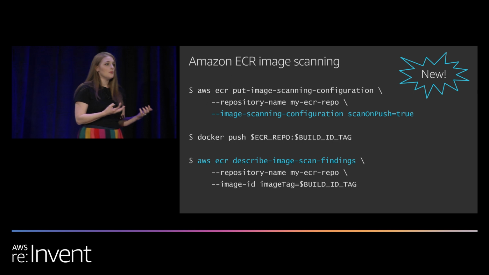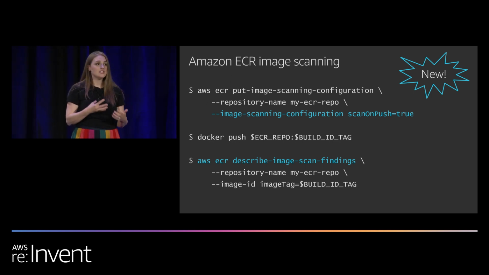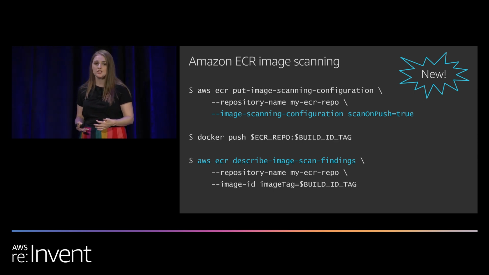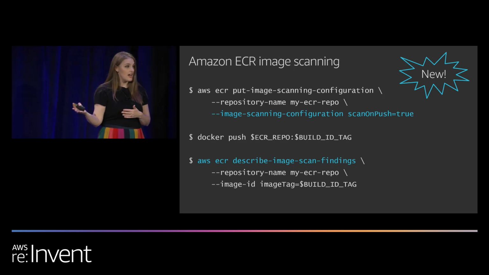So you can, for example, in your build script say, I want to check that there's no high severity vulnerabilities, CVEs found against my image by ECR, and fail the build at that point, preventing that image from getting deployed down the pipeline.